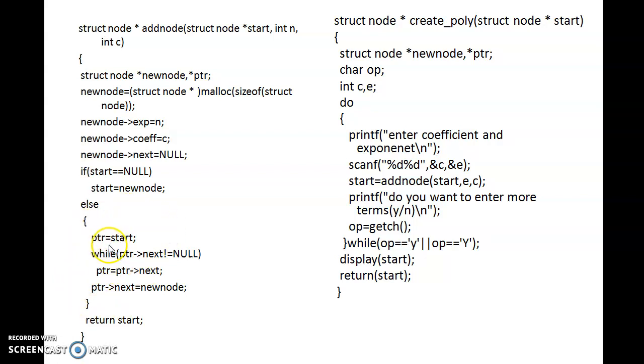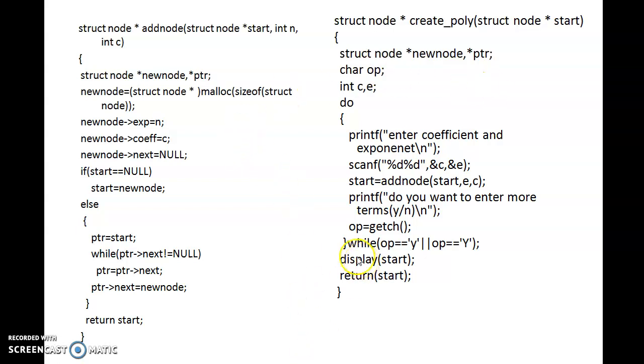polynomial. That is, pointer is starting at start, while pointer of next is not equal to null, pointer equals pointer of next. I am going to the last node. To the last node's next, we are placing this new node. And this is the create polynomial. This is used for creating polynomial 1 and polynomial 2.